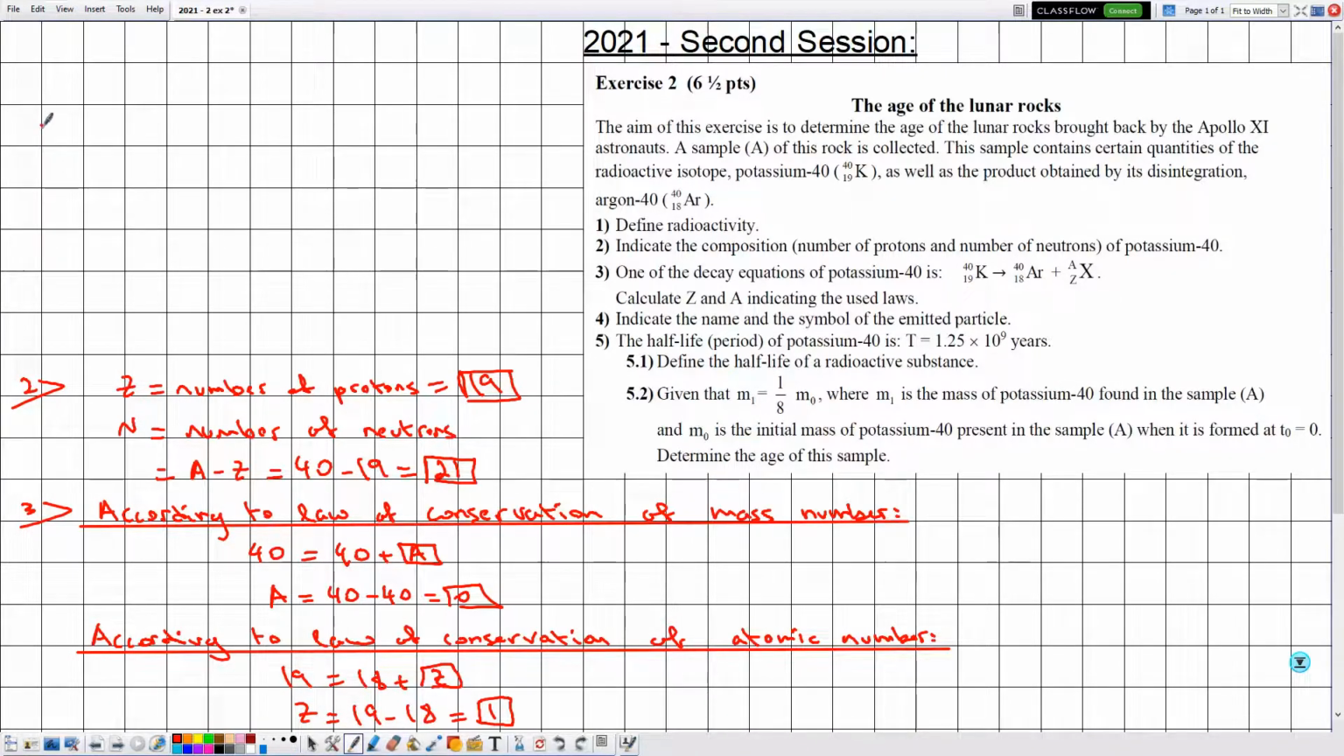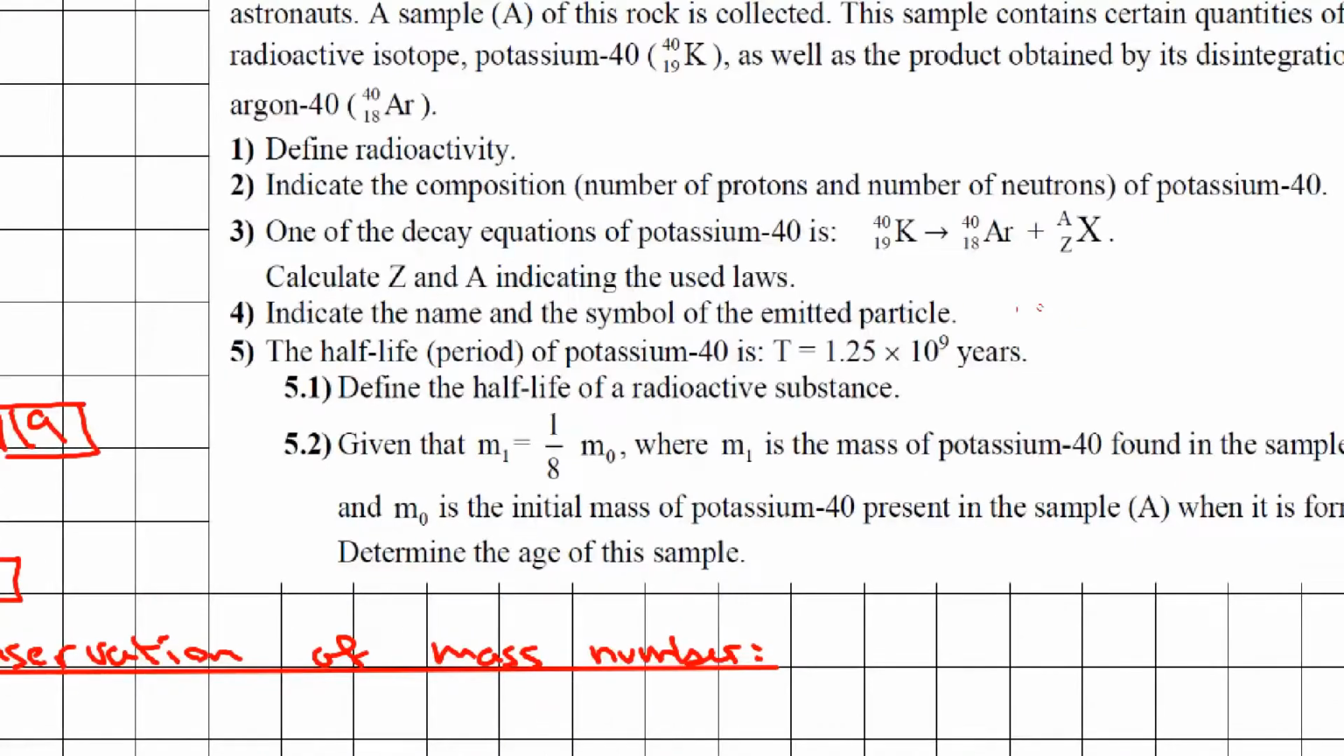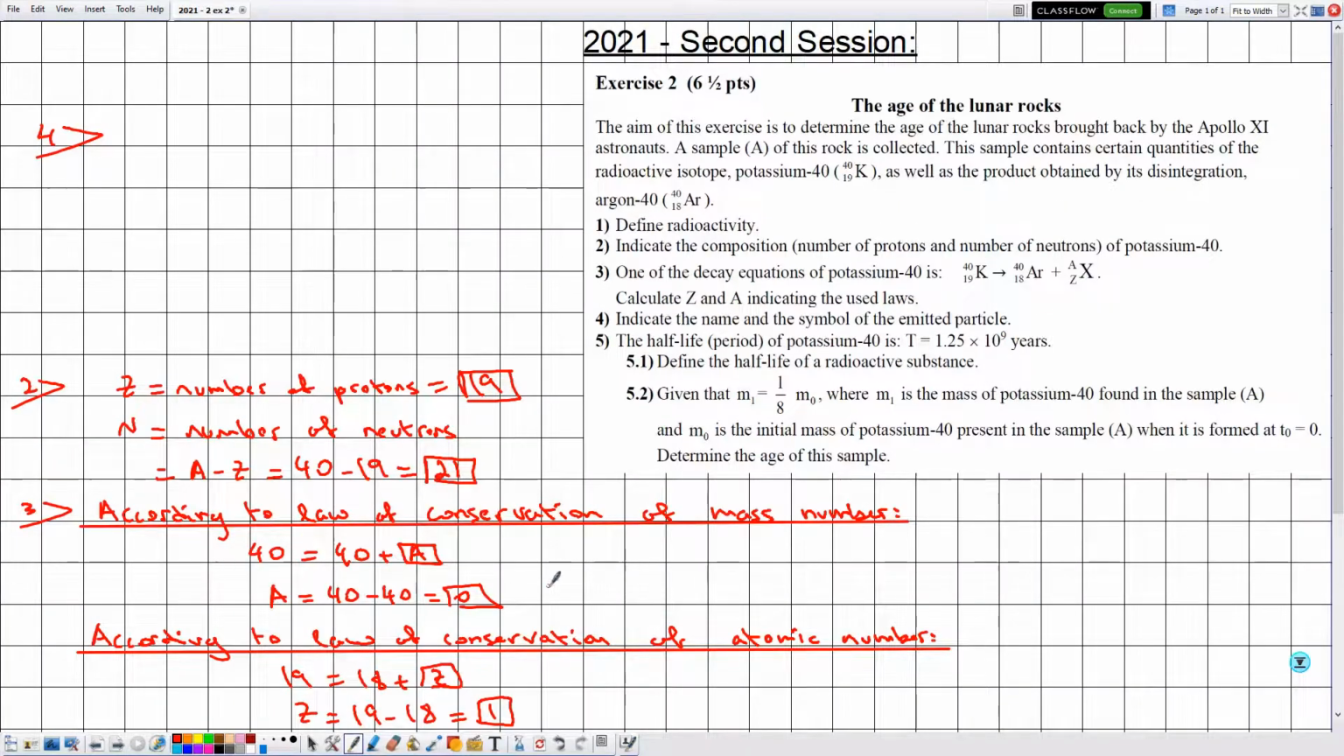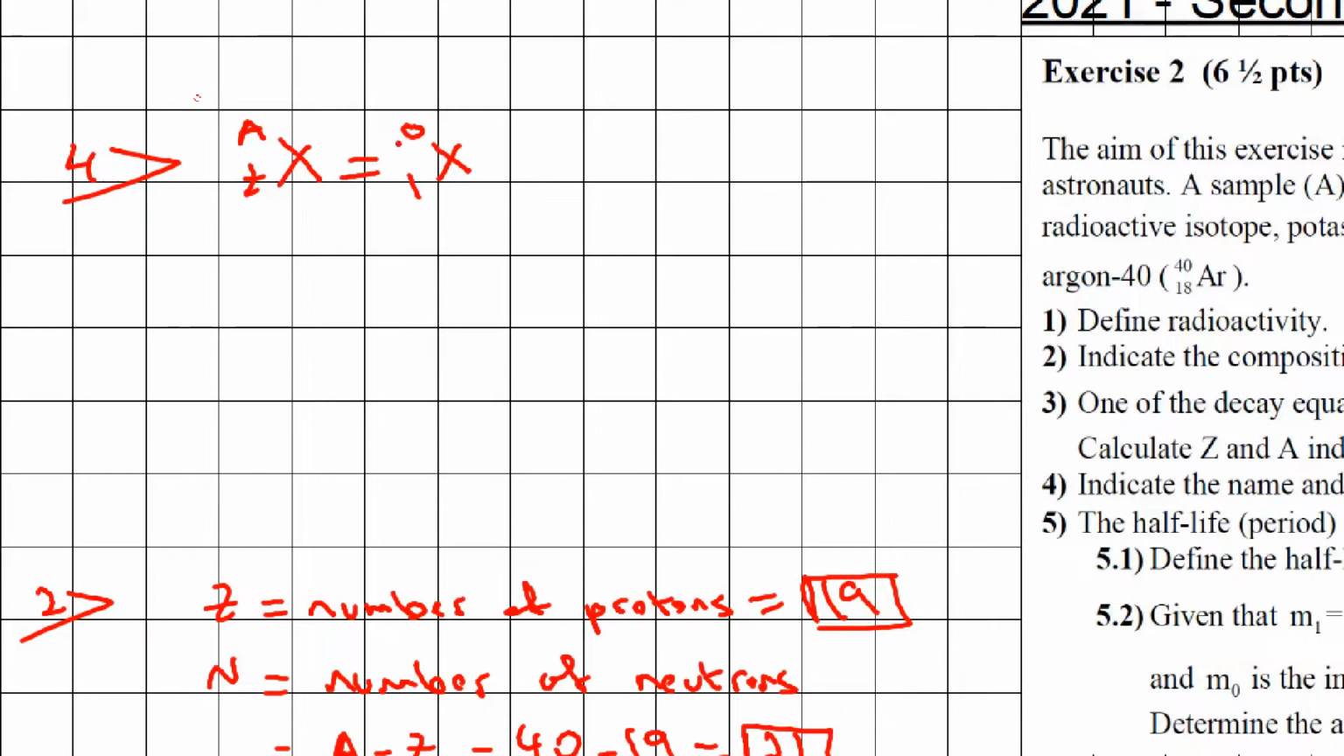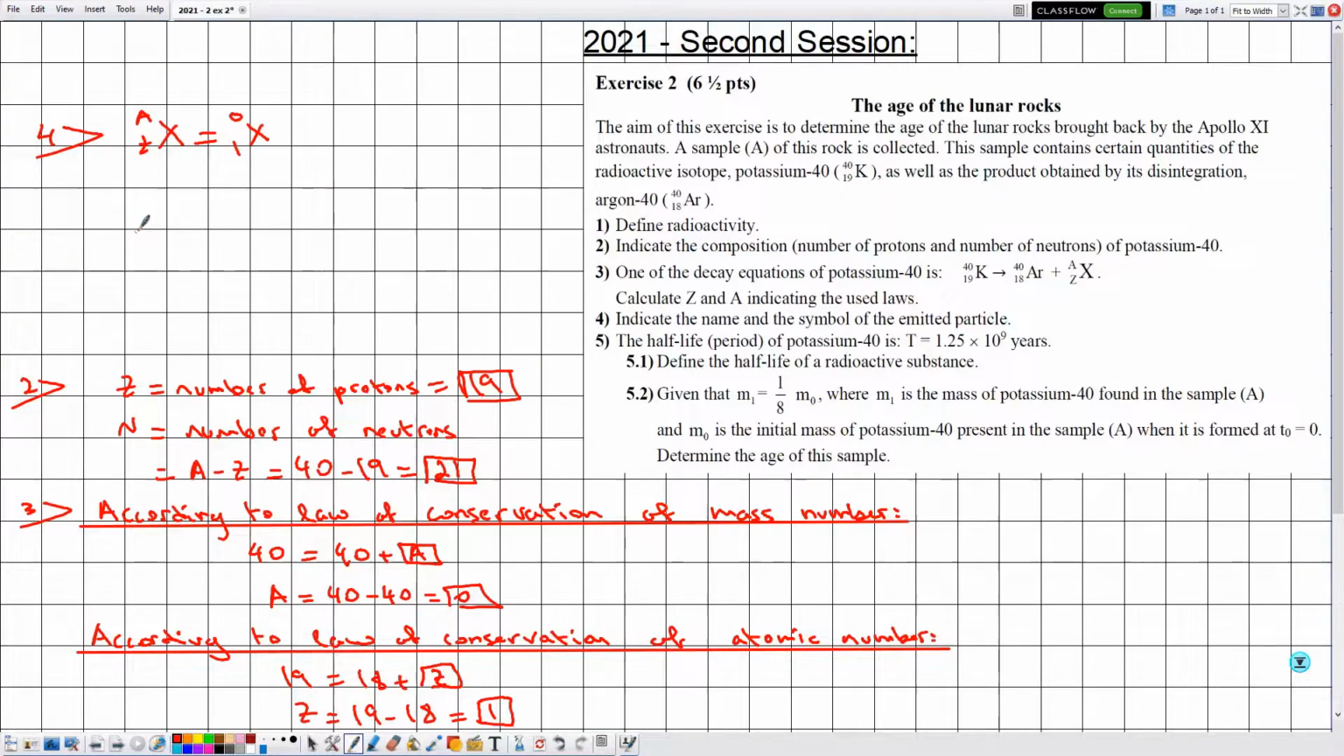Now in number 4, they are asking us to indicate the name and the symbol of the emitted particle. So now X, A, Z, let's replace the values of A and Z, is given by X, 0, 1. Then the atomic number is given by 1, and the mass number is given by 0, so this is a positron. Then the name is a positron, and its symbol is given by E, 0 plus 1.